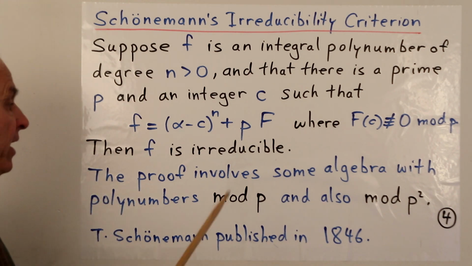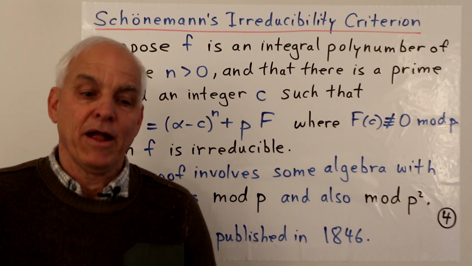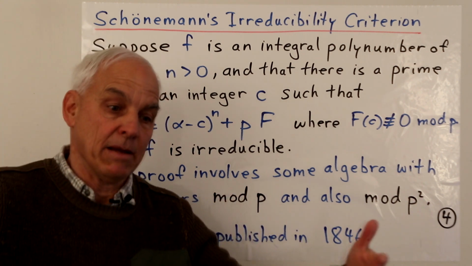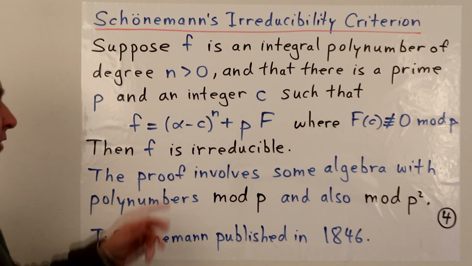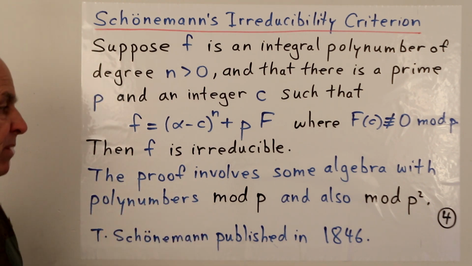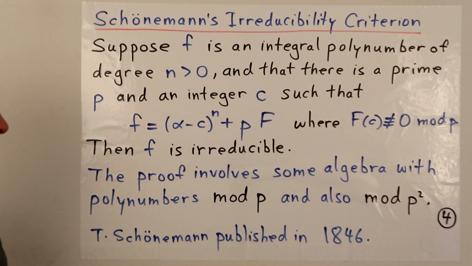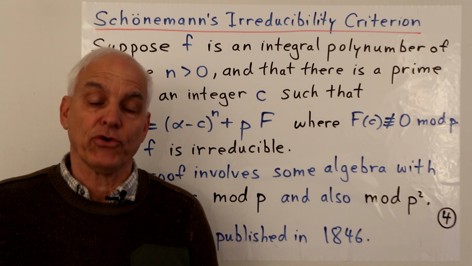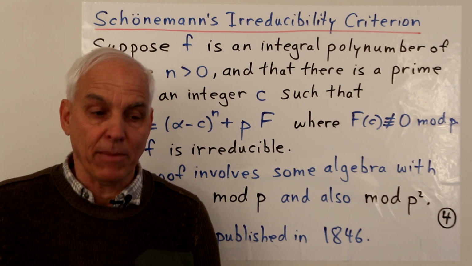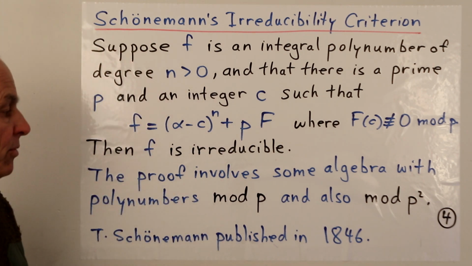Then the conclusion is f is irreducible. So this is a check, a criterion that will establish that some polynumber is irreducible. Now, the proof involves some algebra with polynumbers mod p, and actually also mod p squared is involved. It was published in 1846 by Schoenemann in a very important journal at that time called Crelle's Journal, which actually is still around, perhaps the oldest continuing journal in the world.